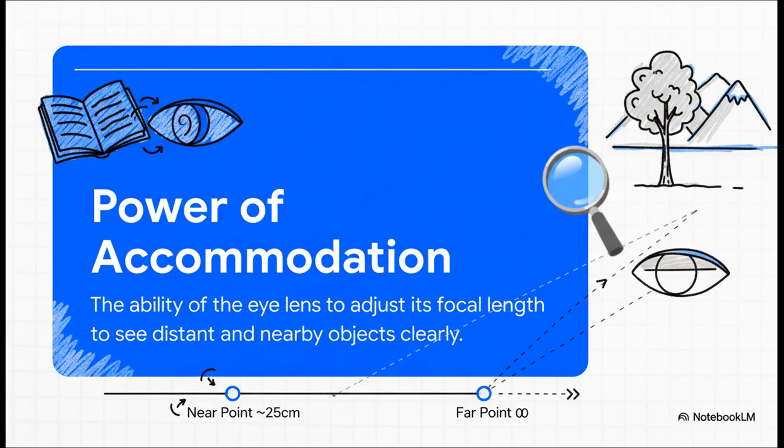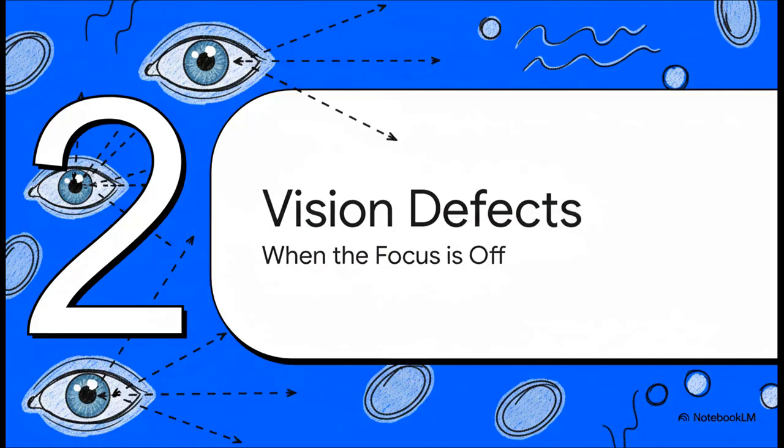This amazing adjustment of focal length allows us to see things that are near and things that are far away clearly. For a healthy eye, the closest you can see clearly is about 25 centimeters. This is called the near point. And the farthest you can see, well, that's infinity. But, sometimes the eye's power of accommodation can weaken over time. This leads to some common vision defects where the image doesn't focus perfectly on the retina. So let's take a look at these conditions and, more importantly, how we can correct them.